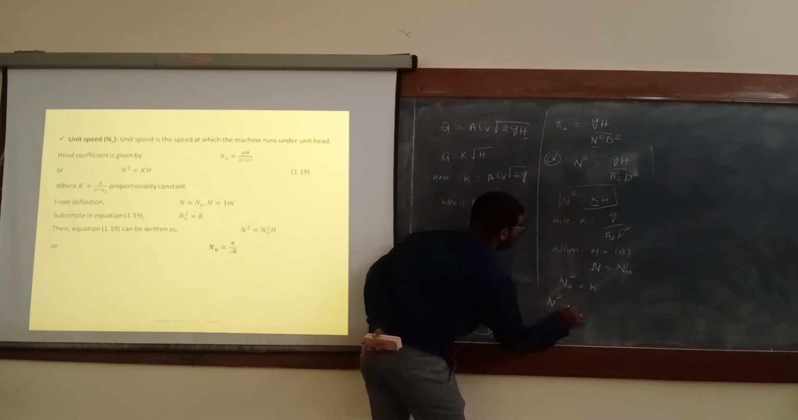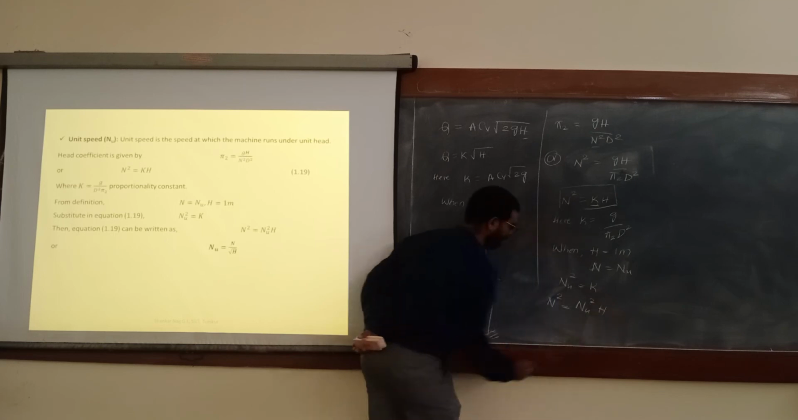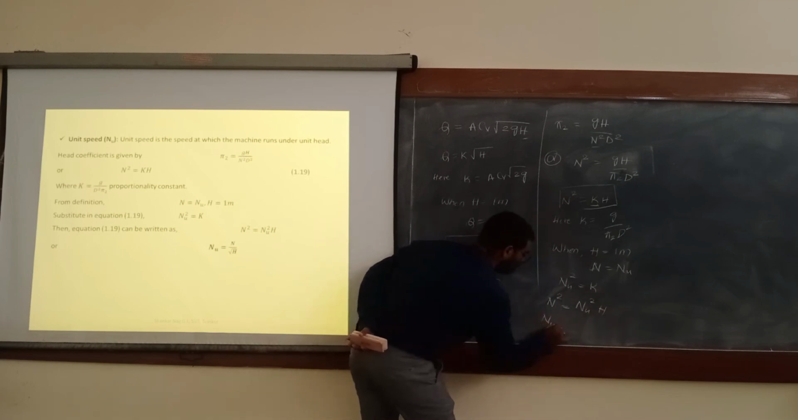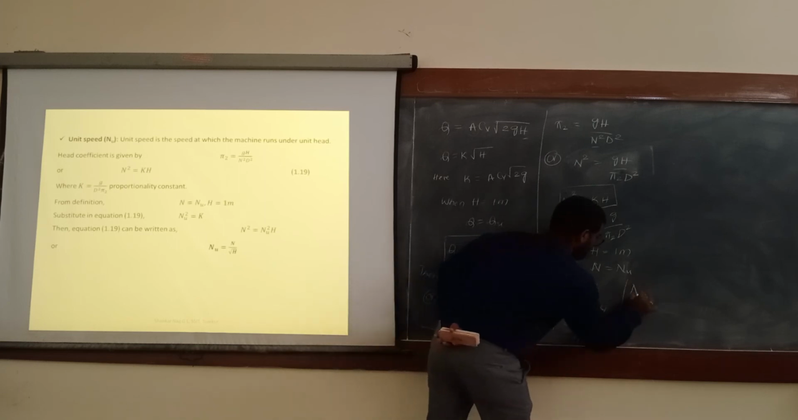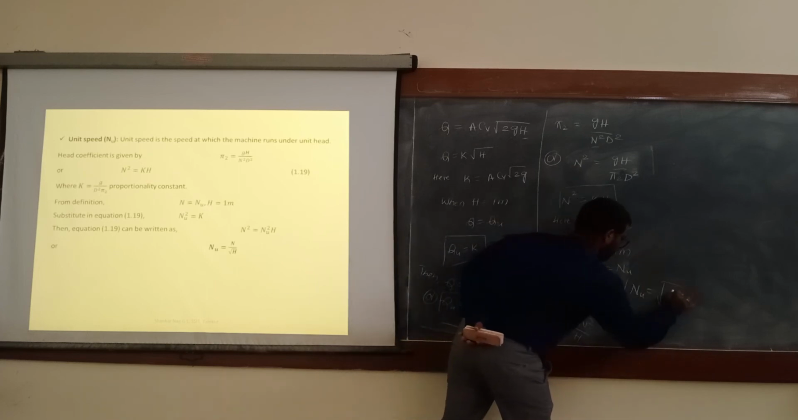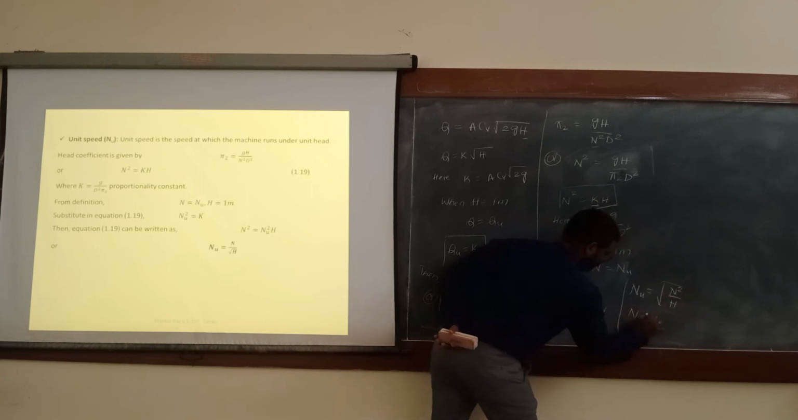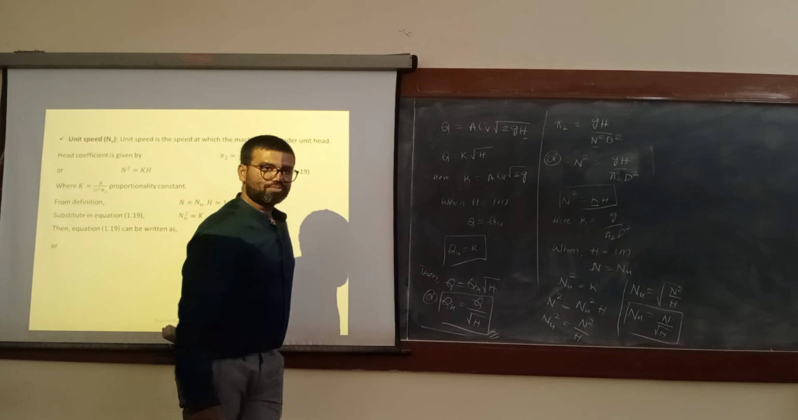Then in this equation, N square is equal to Nu square H, or Nu square is equal to N square divided by H. Or what is Nu? That is equal to root of N square by H, or unit speed can be written as total speed N divided by root of H. This is the expression for unit speed.